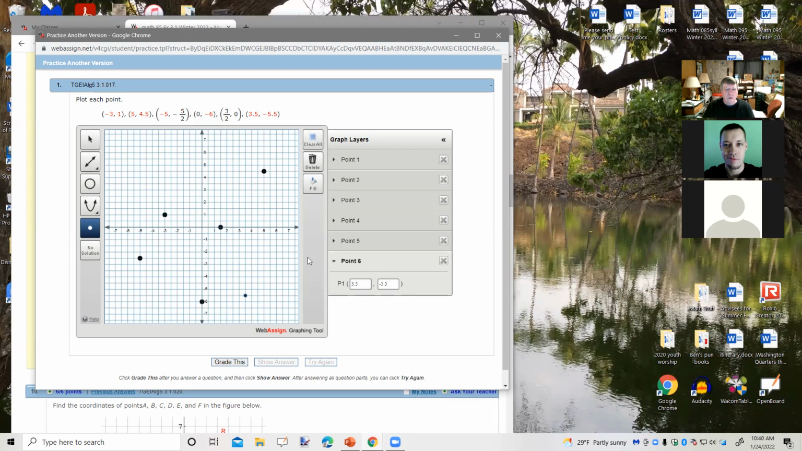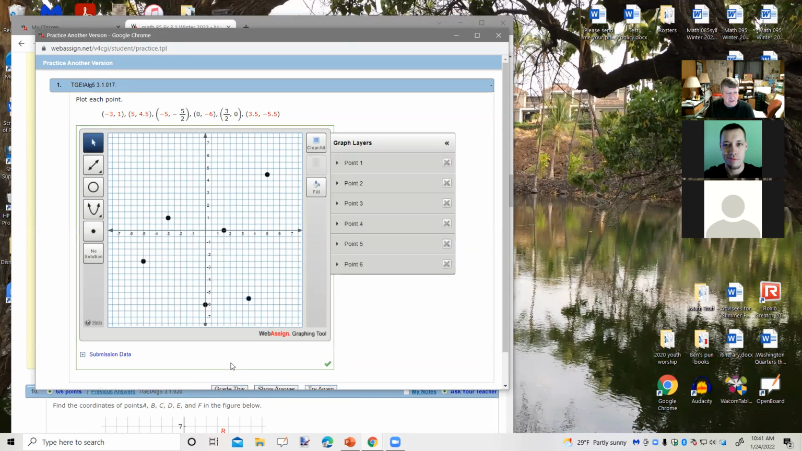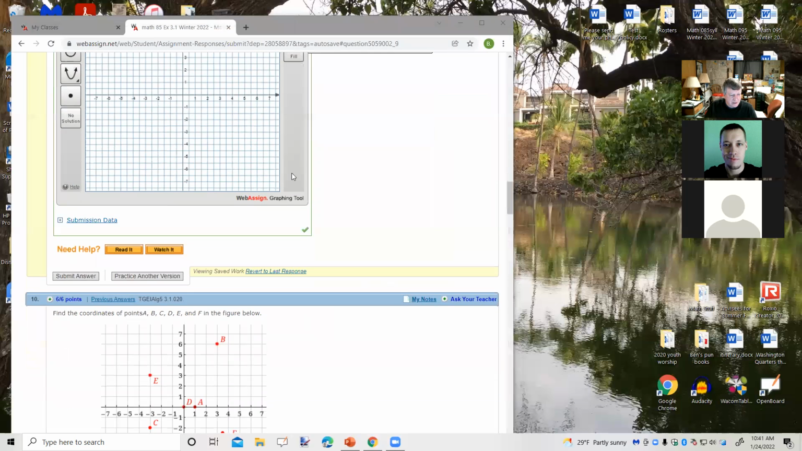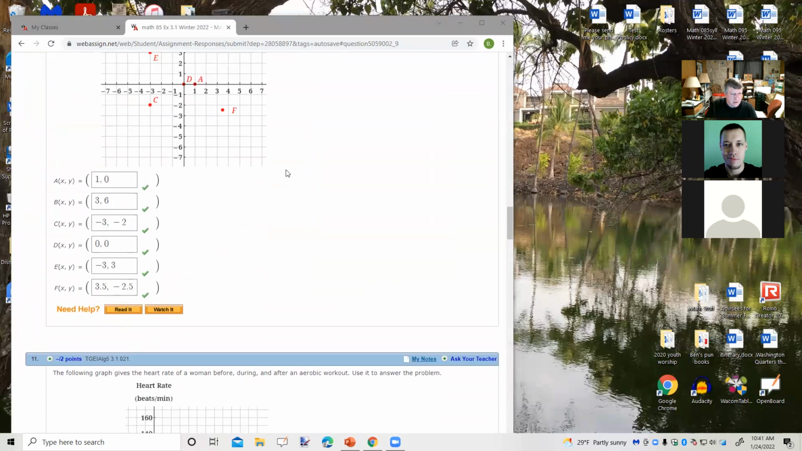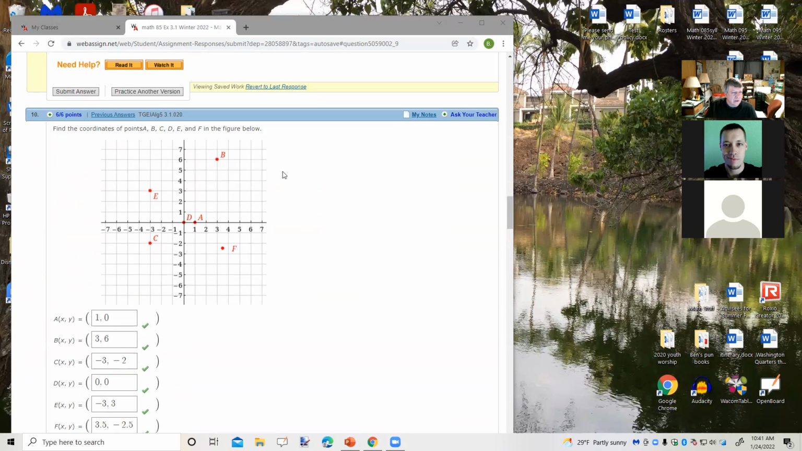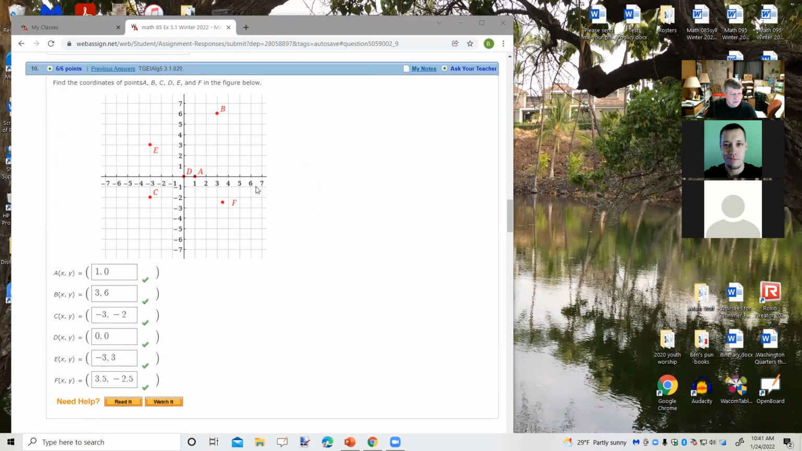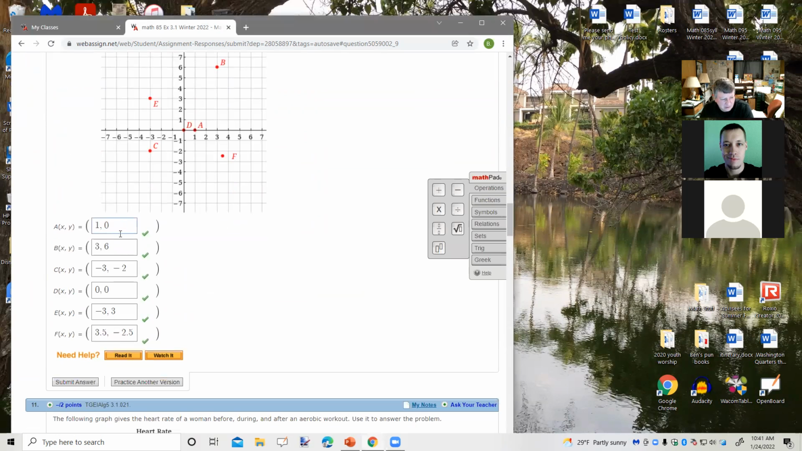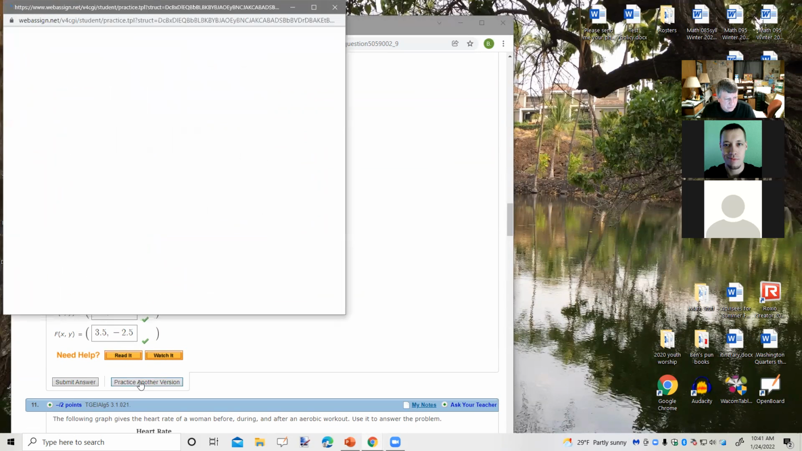Okay. What would the coordinates be of the origin right there? Anybody? Wouldn't that be 0, 0? 0, 0? You're both correct. Excellent. Okay, so let's see here. I'll grade this and see what it says. So everything's correct there. All right. So I also want to look at another problem. Here we go. Practice another version.